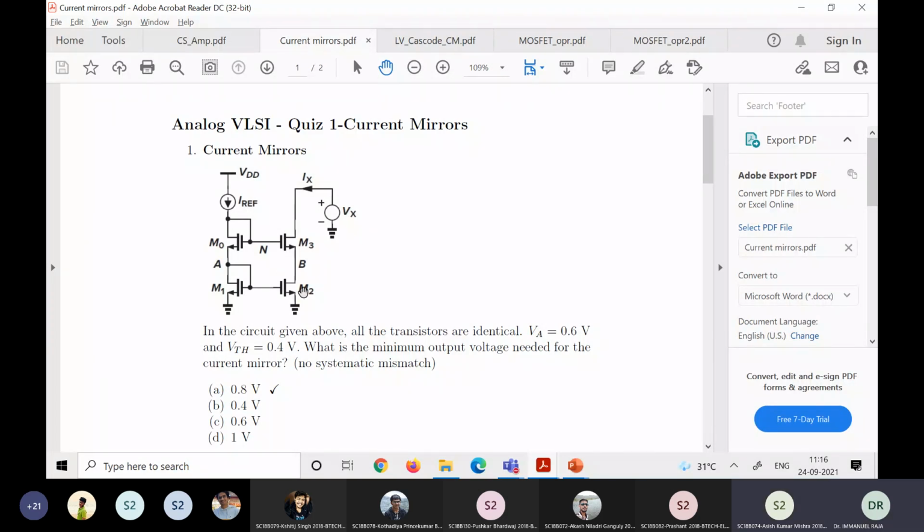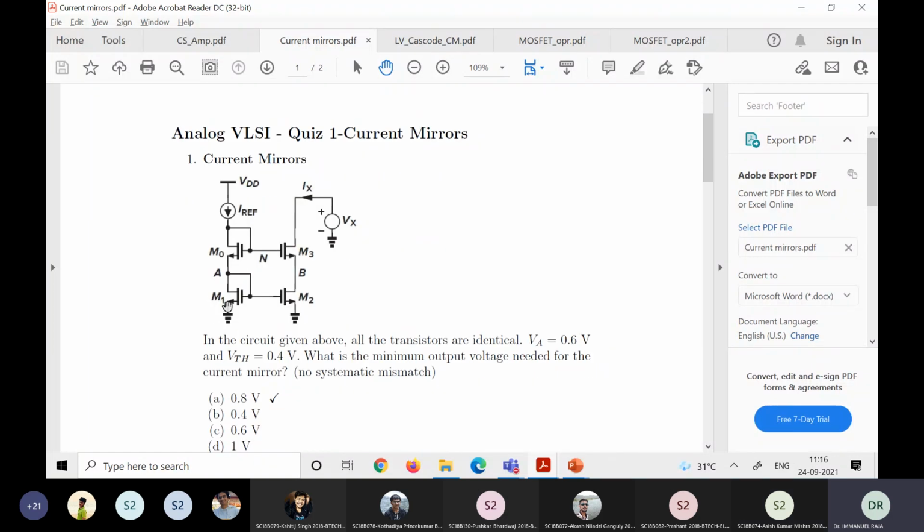See, what is the current flowing in the output? The current flowing in the output is mu n Cox W/L (VGS minus VTH of M2) multiplied by (1 plus lambda VDS2), right? Now this sets the current. So you can think of this thing as an M3 with a current source at the bottom with some R0, okay? So M3 will really not set your current. The current is set by your M2.